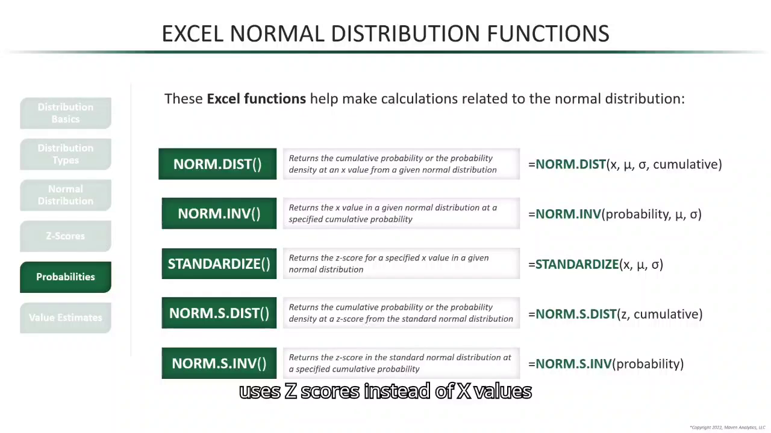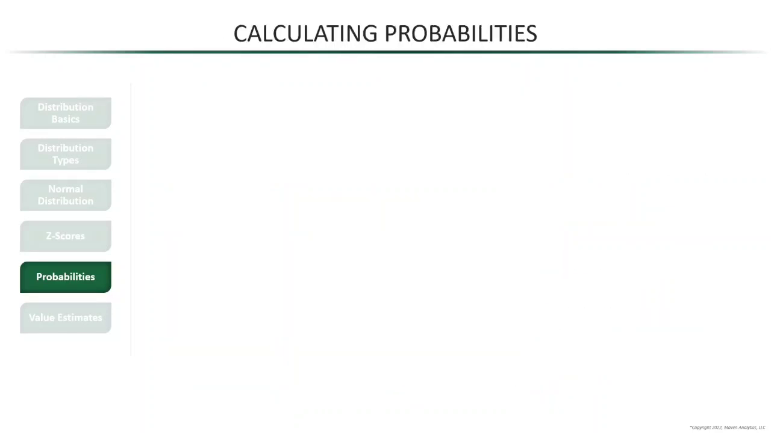So this uses z-scores instead of x values, and always has a mean of 0 and a standard deviation of 1, which is why you don't see those arguments in these functions. So again, those are the functions that we'll be using, which I will cover in depth as we start to apply them. Alright, time for the fun to start.